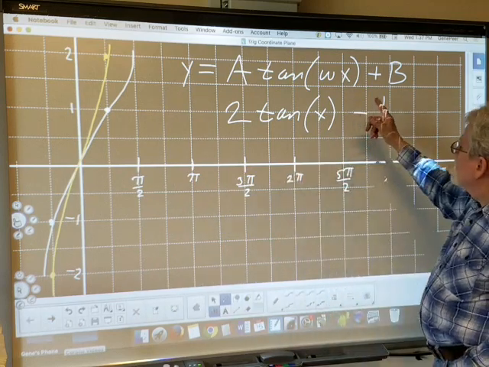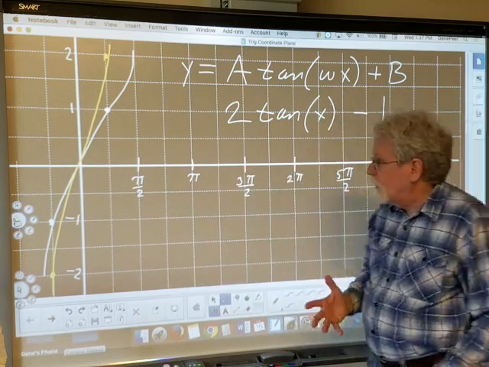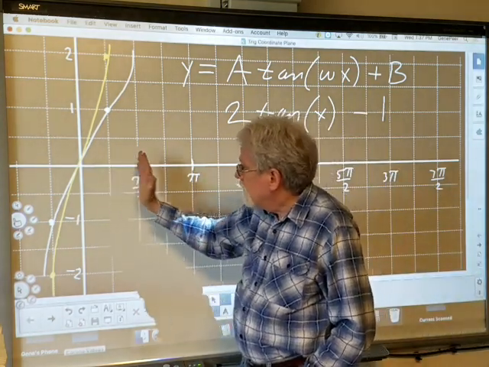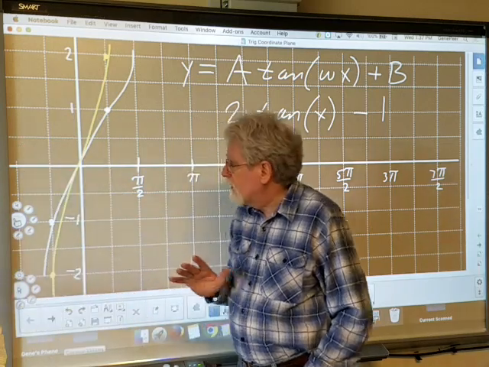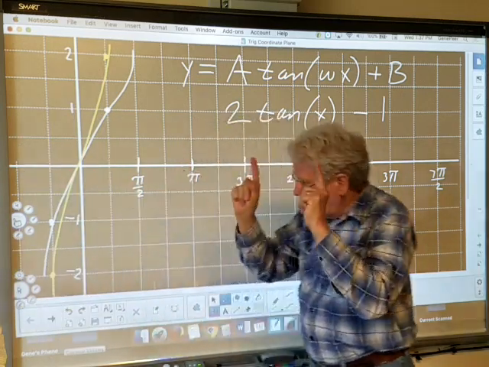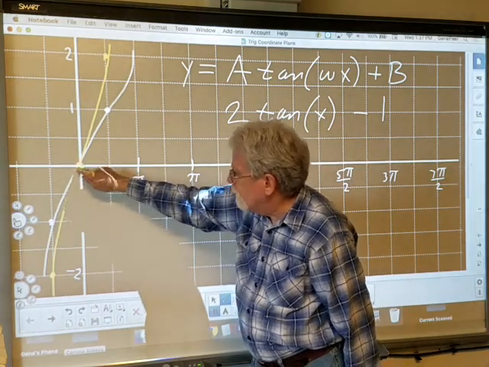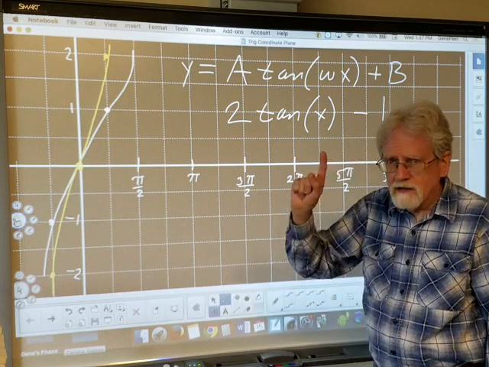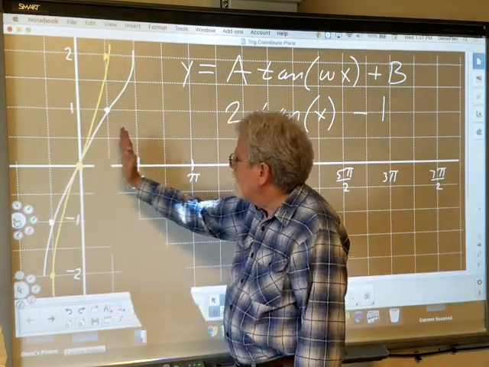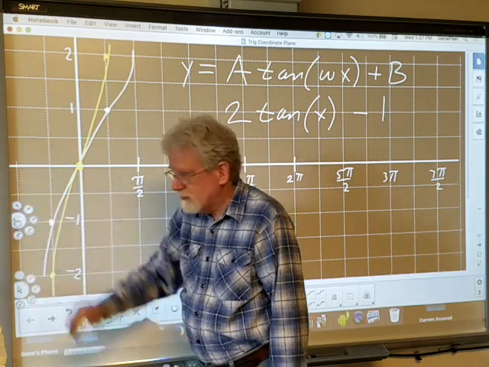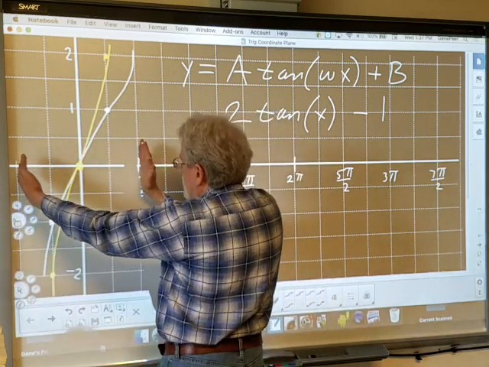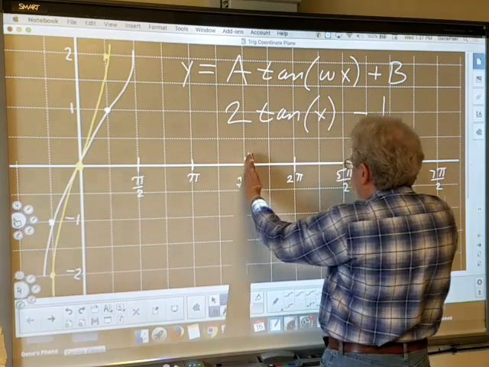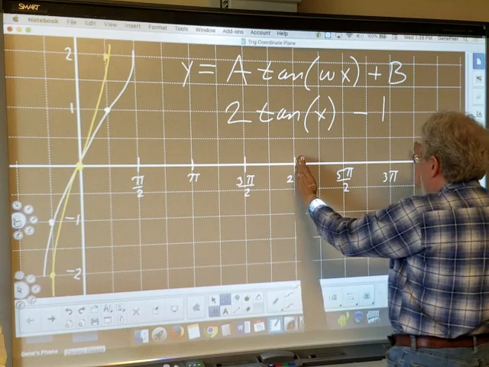Now, the omega value is 1, so it still has a period of 1 pi. So it goes from a half pi to a negative half pi. Watch out for that. When you're doing the first one, remember, tangent passes through 0, 0. If its period is 1 pi, then it has to go a half a pi this way and half a pi that way for a total of 1 pi. And then another 1 pi, and another 1 pi, and another 1 pi.